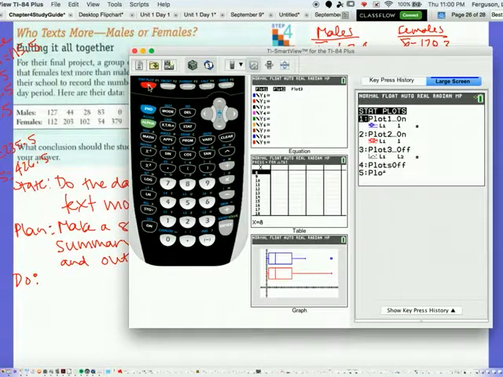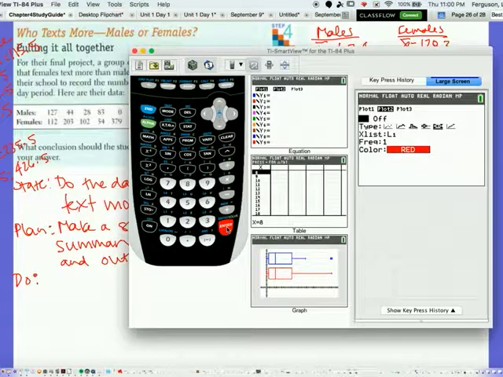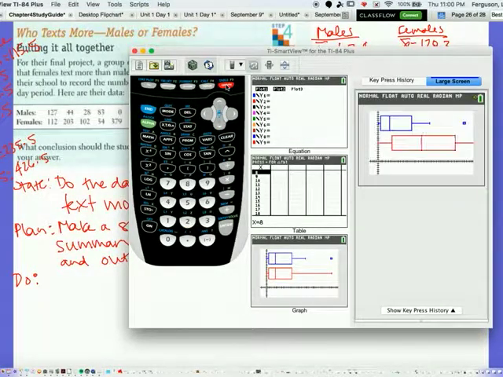Actually, let's go back 1 second. I think we have a problem. I think we have both of them showing us L1. We do. So let's change this X list here to L2 by doing second 2 to see L2 and then graph it. There we go. So we see a much better picture now, and we can hit zoom stat now and see both of those.